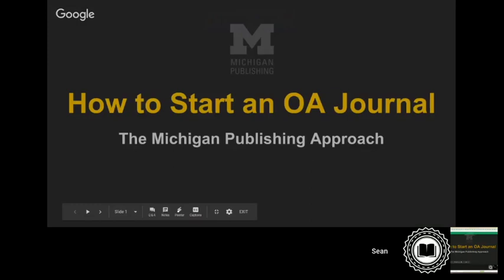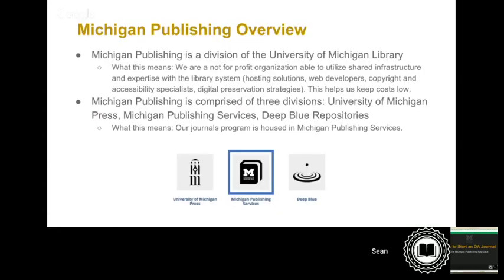As mentioned, my name is Jaclyn Sipovic. I'm the Outgoing Journals Coordinator at Michigan Publishing, and presenting with me today is Sean Guynes, who is our Incoming Journals Coordinator. So before we share our experiences regarding best practices for starting an open access journal, it's probably helpful to know where our journals program is situated within the broader context of our organization, and as a result, where our approaches to OA journal publishing are coming from.